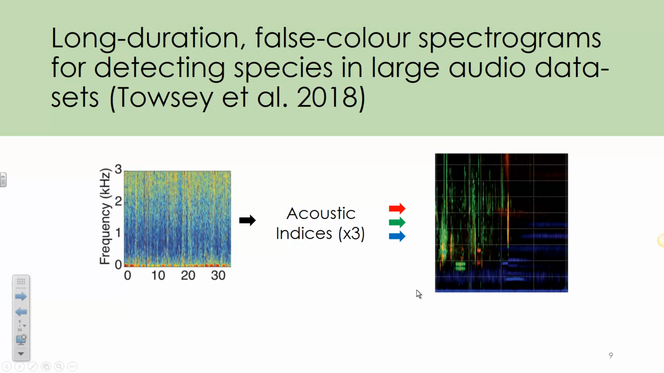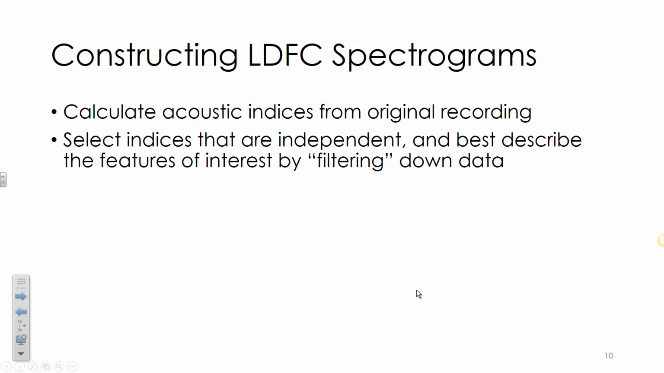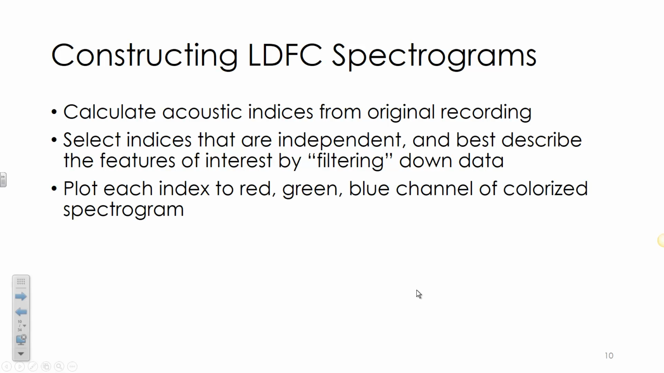Long-duration false color spectrograms for detecting species in large audio data sets. The goal of this paper was to take these audio recordings and then make a figure where you can easily pick out important features in the recordings. So to do this, they calculated the different acoustic indices from the original sound recording, and then selected indices that were independent and best described the features they were interested in. So if they were interested in bird calls, what index best summarized bird calling. And then they plot each index to the red, green, and blue channel of a colorized spectrogram.